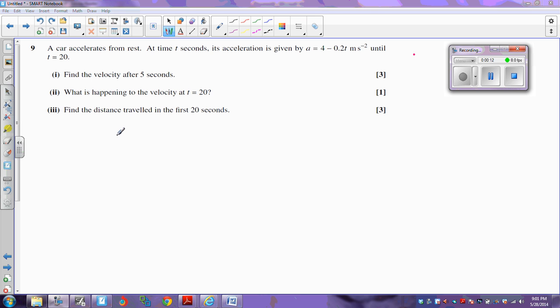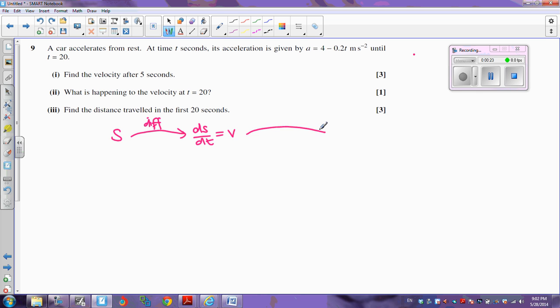And here we need to remember that if we have displacement or distance travelled, if we differentiate that, which gives us ds by dt, then that's equal to the velocity. And if we differentiate again to get dv by dt, then that gives us the acceleration. And if we want to go backwards, then we have to integrate. So from acceleration to velocity, we integrate. To get from velocity to displacement, we integrate.